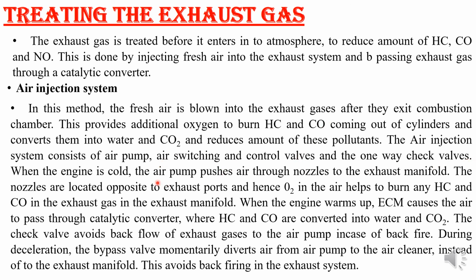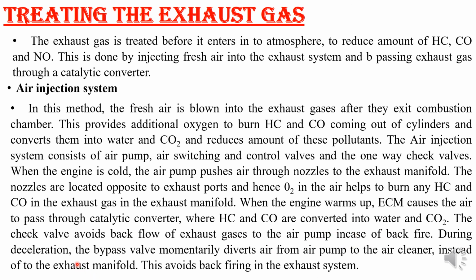The air injection system consists of an air pump, air switch control valves, and a check valve. When the engine is cold, air is pumped through the air nozzle in the exhaust manifold. The nozzle is located just opposite to the exhaust port, and the oxygen in the air burns the HC and CO exhaust gas in the manifold. When the engine warms up, the electronic module or processor will cause the air to pass into the catalytic converter, where HC and CO are converted into CO2, and the check valve avoids backflow of the exhaust gas into the air pump in case of backfire.